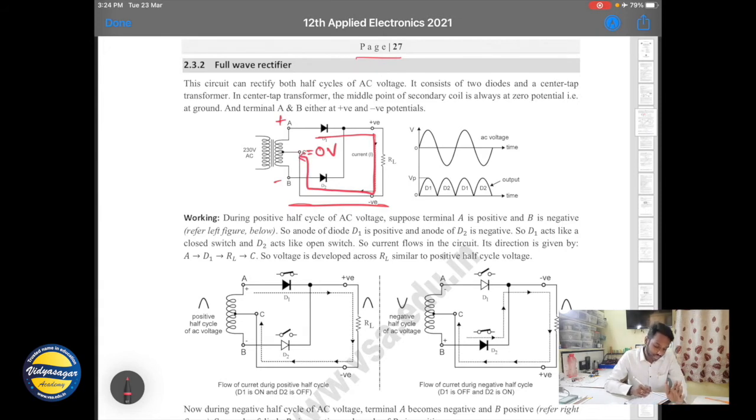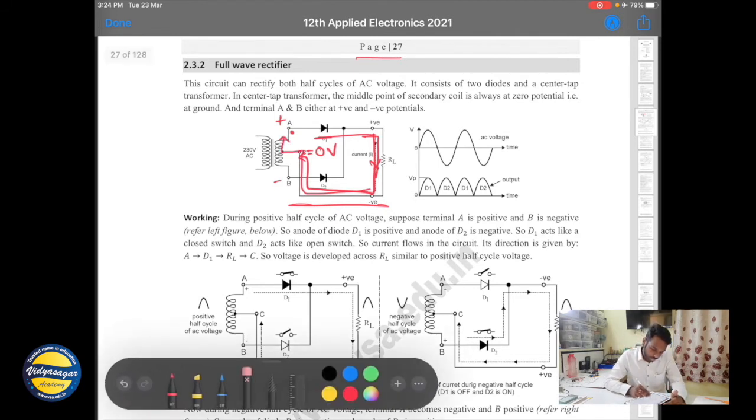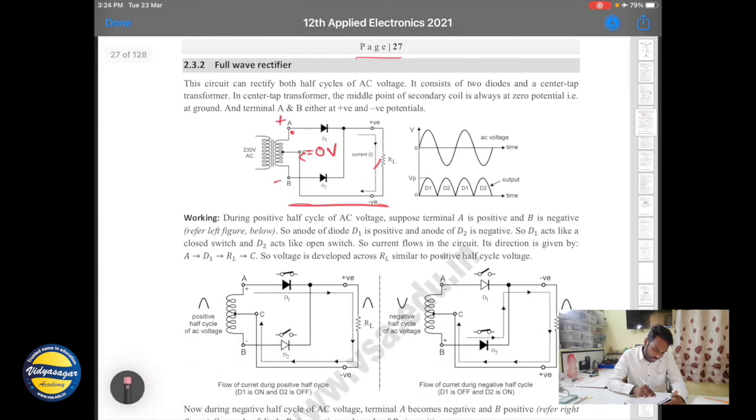Okay, so the path that current will follow will be A, D1 going through RL to C and back to A. This is the path that the current will follow. So during the positive half cycle, A will be at positive potential. This is the first positive half cycle, and across RL, when the current will flow in this direction, we will get this positive ripple. This positive output we will get at RL.